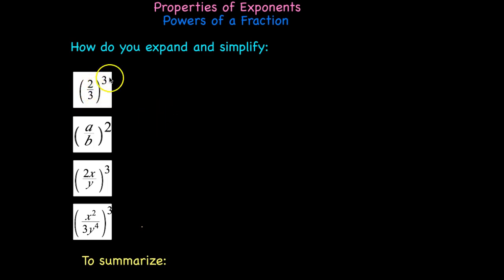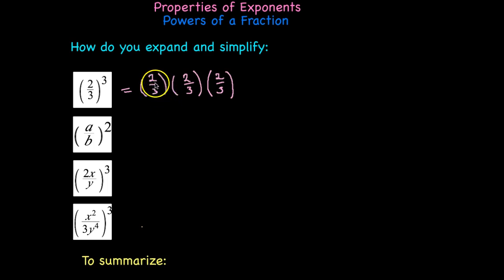Here we have 2/3 raised to the 3rd power. What does that mean? That means we have 3 of the same factor, 2/3. So one way we can expand this is to say that we have 3 of these. So we have 2/3 times 2/3. Once we have these written out, we simply have a multiplication problem.